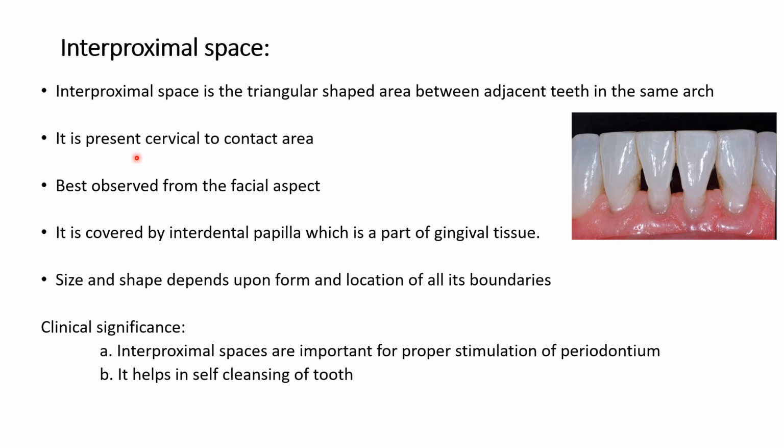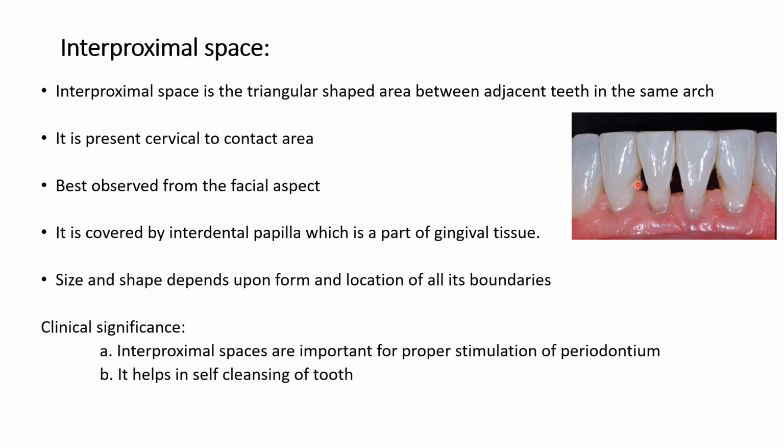In dentistry, the interproximal space is a triangular shaped area between adjacent teeth in the same arch. It is present cervical to the contact area. Interproximal spaces are considered to be only those triangular spaces present below the contact area, towards the cervical area. So it starts from the contact point to the cervical area.